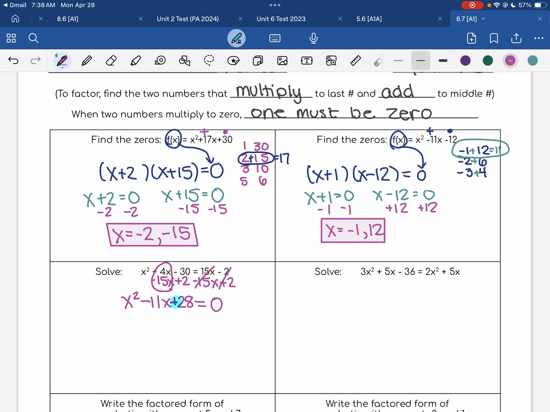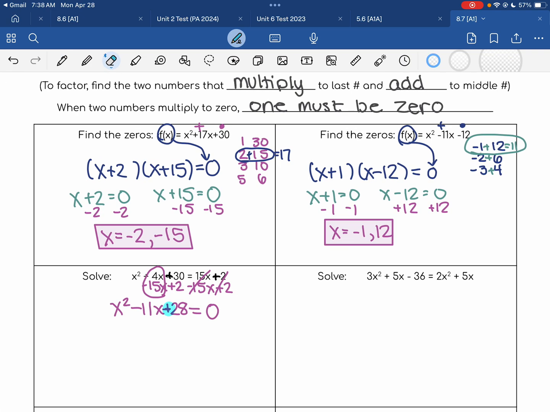If you want to know what the original problem should have been, it should have been positive 30 and positive 2. And then you would be subtracting the 2 to the other side. You don't have to fix it up here, though, if you don't want to. Just letting you know that it's not going to work unless we fix it. There we go. The reason why is because I need two numbers that add to 11 and multiply to 28.